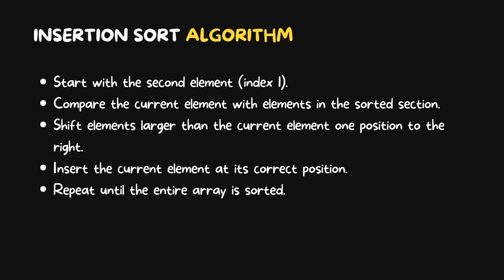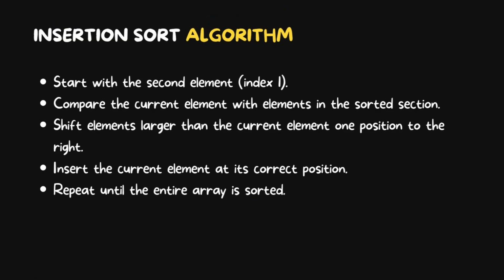In the third step, we shift the elements larger than the current element one position to the right, which means we move the elements that are larger than the current element one position to the right. In the fourth step, we insert the current element at its correct position, which means we place it in the correct position. In the fifth step, we repeat for all elements. We continue until all elements are sorted.